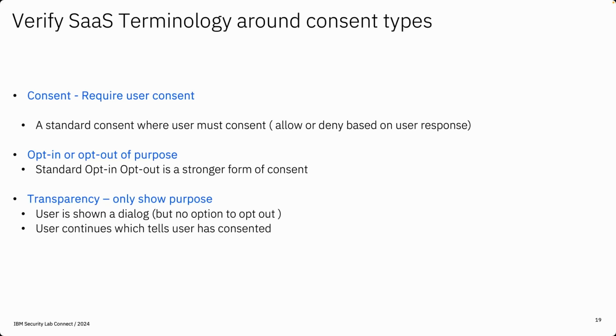Then there are two opt-in or opt-out consent types in Verify SaaS. We discussed opt-in. You have a checkbox you can check to opt-in, or there is a checkbox you can uncheck to opt-out from the consent, which is a stronger form of consent. And then you have a transparency only show purpose, where the user is informed about the purpose of the consent, and they just accept it and access the service. So there is no option to opt out from this consent type. So these are the consent types that you will see in Verify SaaS, and that we are going to see in our demo.